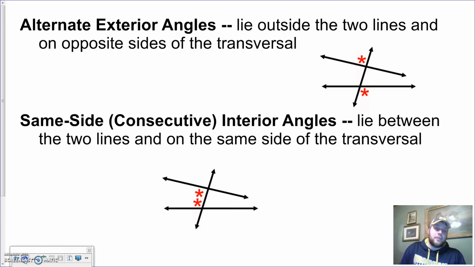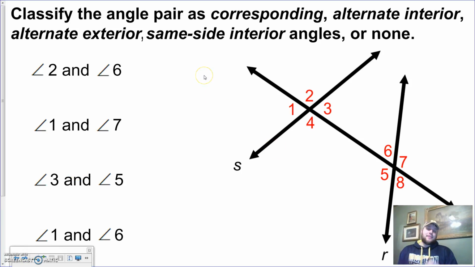All right, so here comes the fun part. Classify the angle pairs as corresponding, alternate interior, alternate exterior, same side interior angles, or none. When I was first looking through this, that none statement kind of tripped me up because I'm a boss at this stuff. You guys know I'm a boss, but I was kind of stumped, and then I realized, oh yeah, it says none. None's an option. All right, so here we go. What do we say? Angle 2 and angle 6. All right. So let's see. Angle 2, which is right here, and angle 6, which is right here.